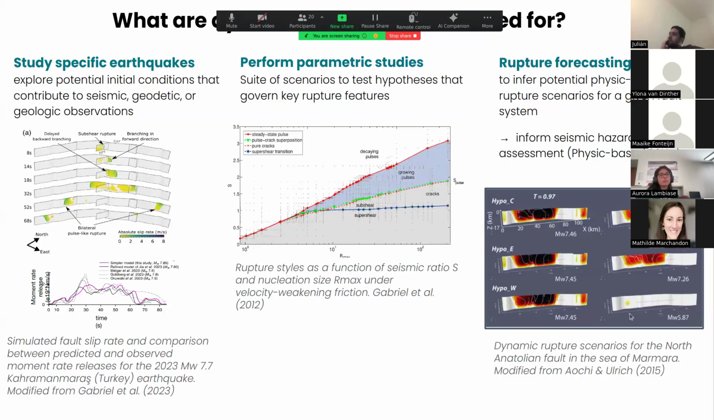And currently there is a lot of work going on toward using the synthetic ground motion produced by these kinds of scenarios to inform probabilistic seismic hazard assessments. So later, I'll show you some examples of studies illustrating the three categories.